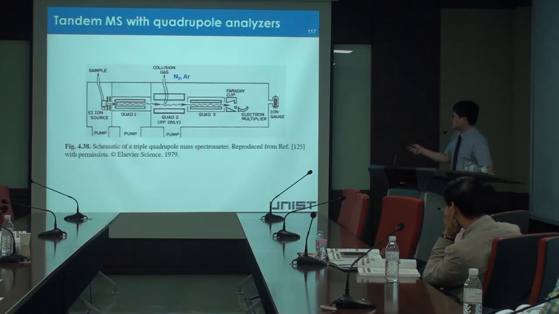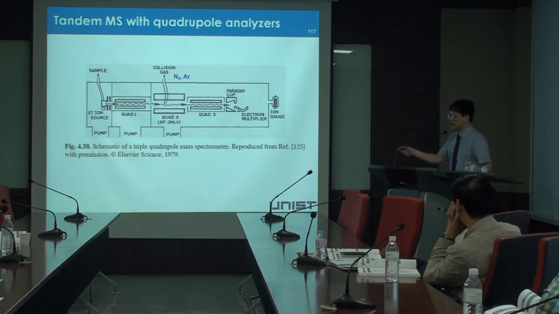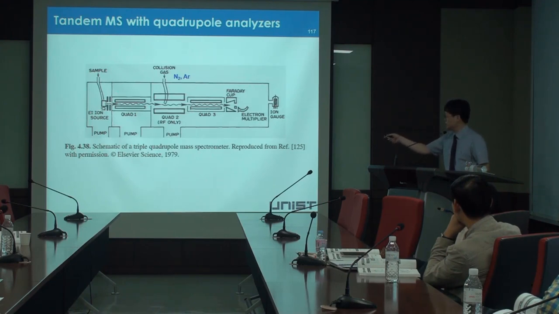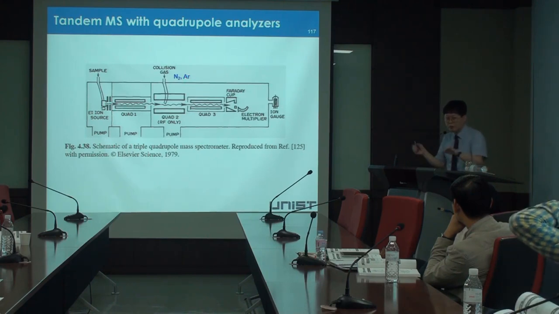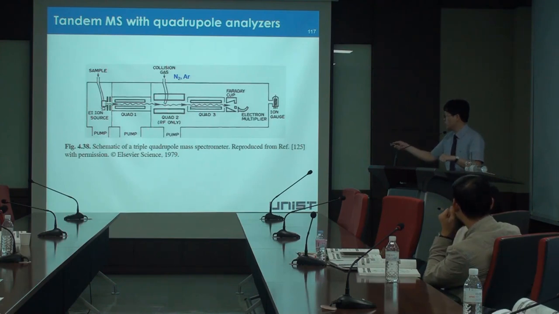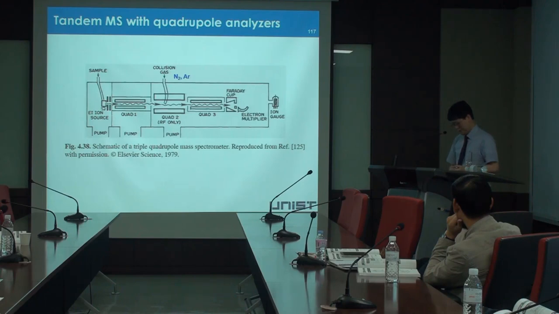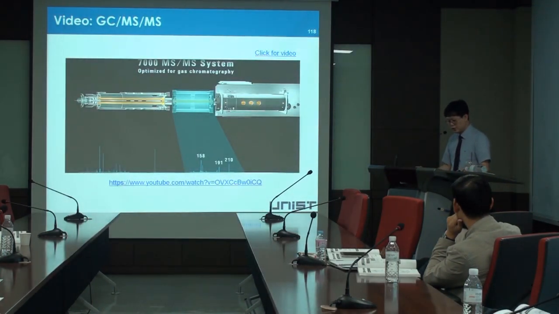Okay, the physical structure is like this. Tandem MS with the quadrupole analyzer. Here is the ion source, then first quadrupole, second quadrupole, and third quadrupole. The separation of ions occurs in the first quadrupole and the third quadrupole. The role of the second quadrupole is a collision cell. Like an ion source, there is an injection of nitrogen or argon gas. So the ions collide with the gas and become more fragmented. They are then separated at the third quadrupole. So we say triple quadrupole, and this is the triple quadrupole MSMS system.